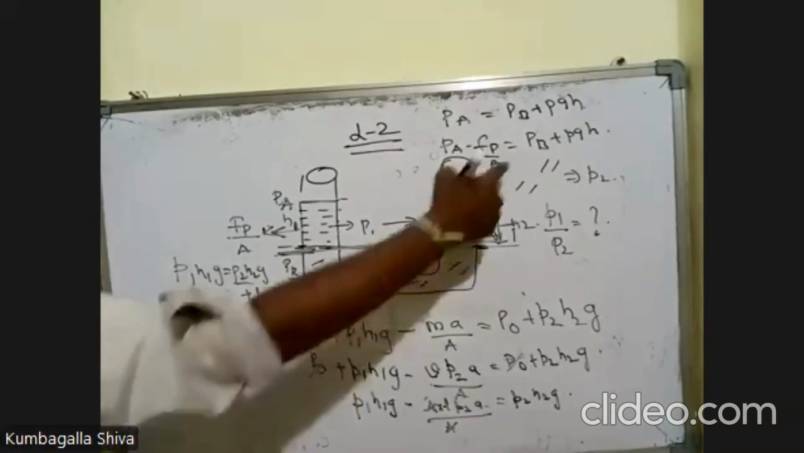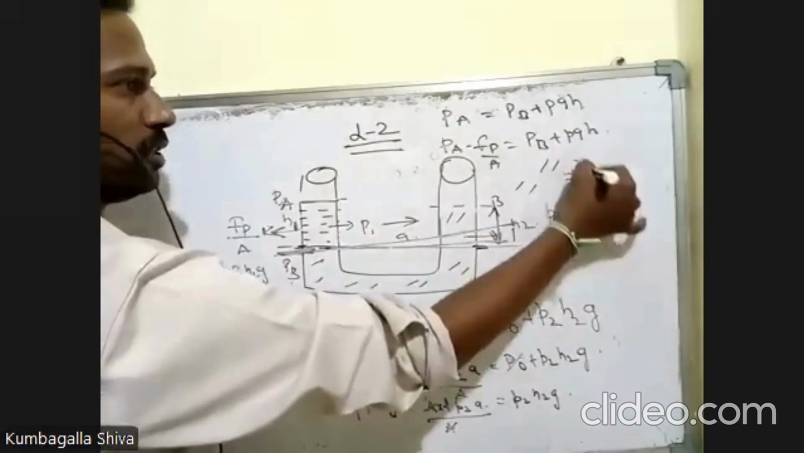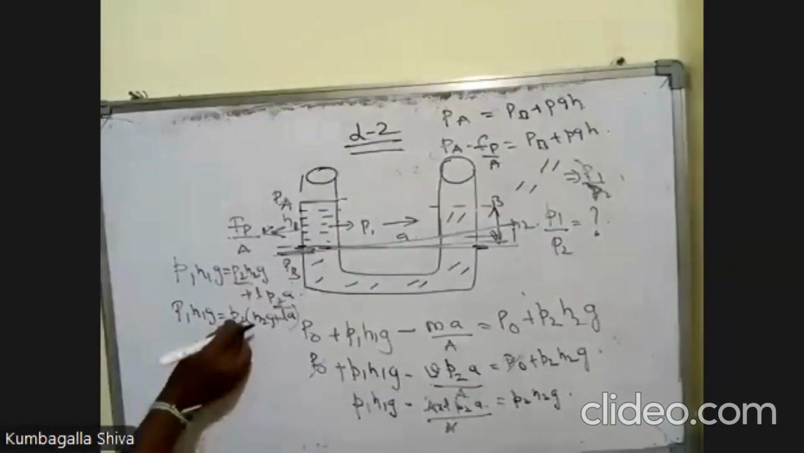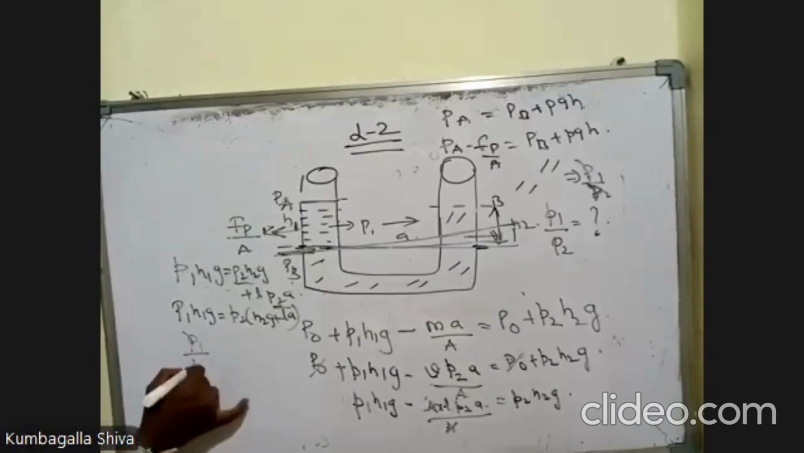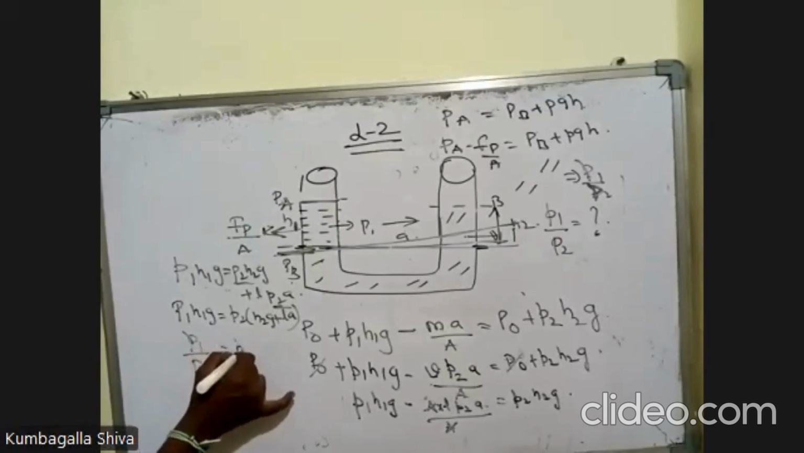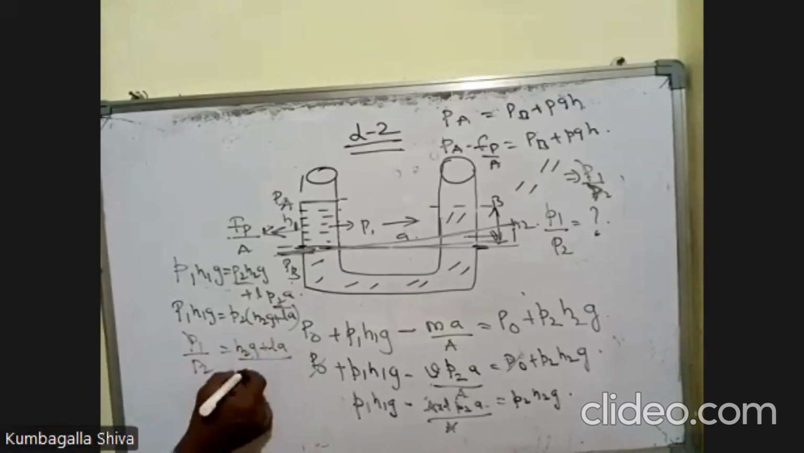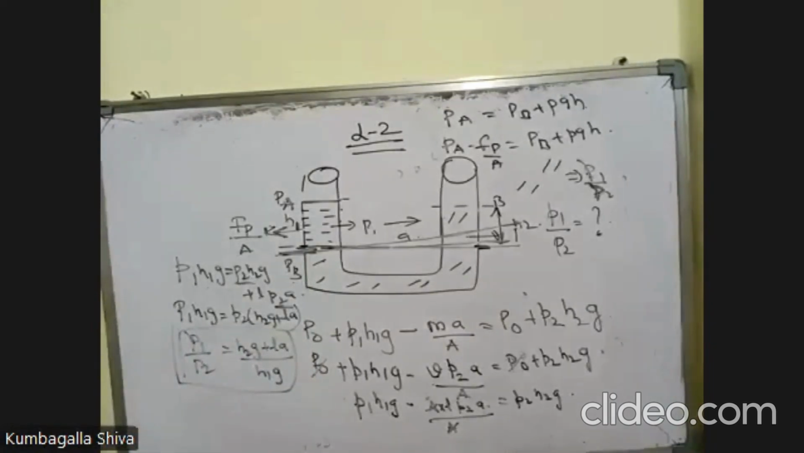They are asking the ratio rho 1 by rho 2. Density of 1 by density of 2. Now I transfer the H1 G to the other side. What you get here is (H2 G plus L A) by H1 G. So the option you can go for is the fourth option. Clear?